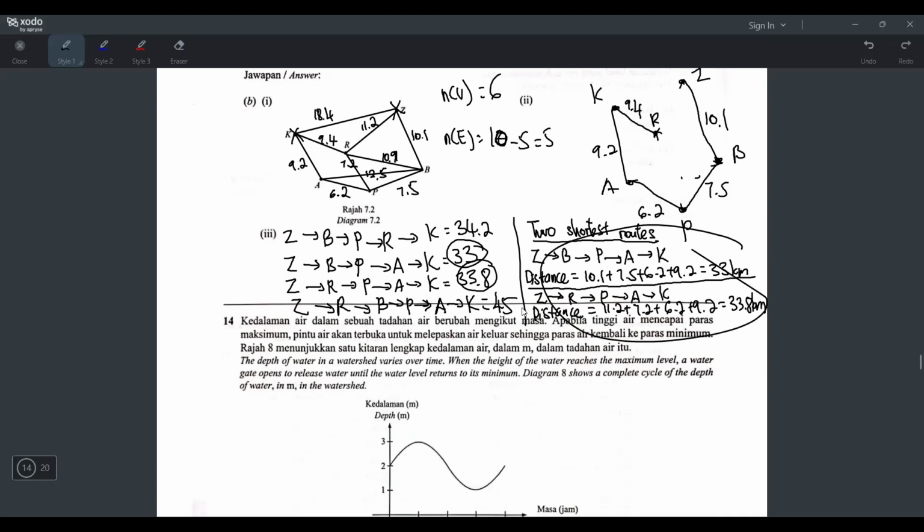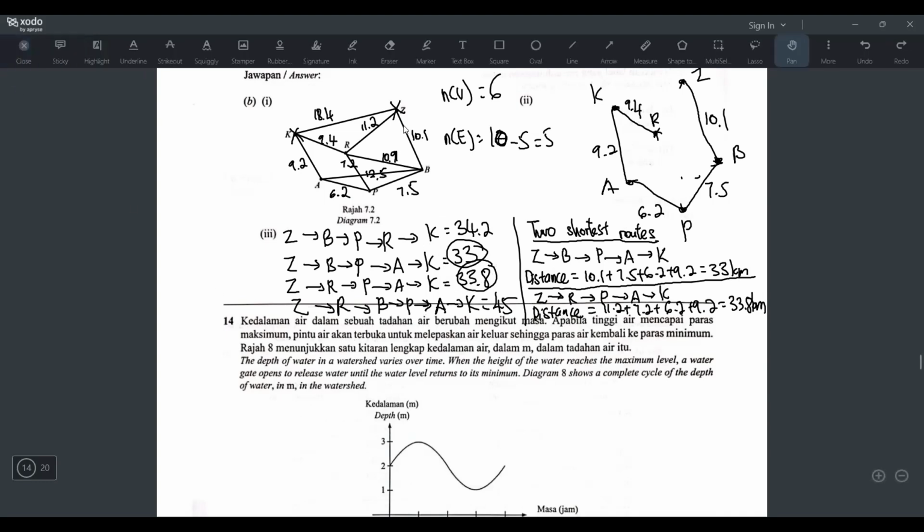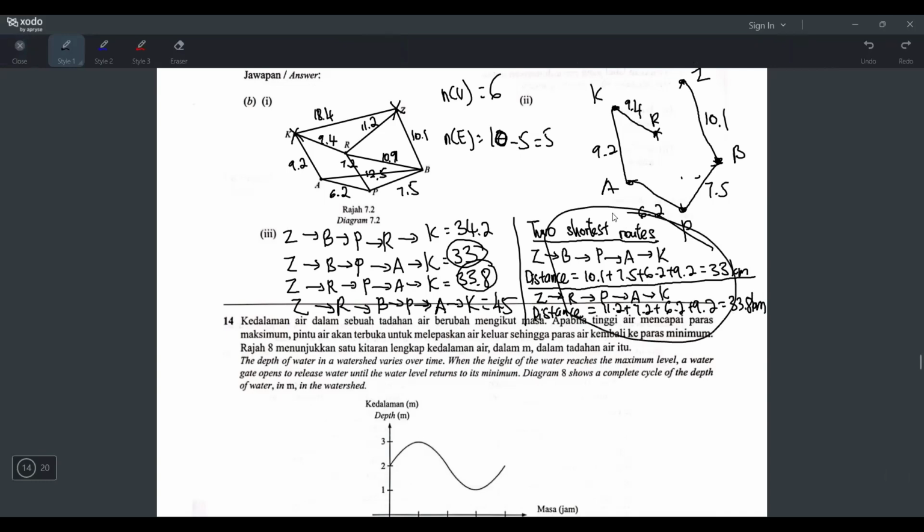Okay, I recommend you show this working also. Because if you don't show any, how would they know this is the shortest route, right? So I recommend you show this also. But this is the final answer. Okay, sudah siap.